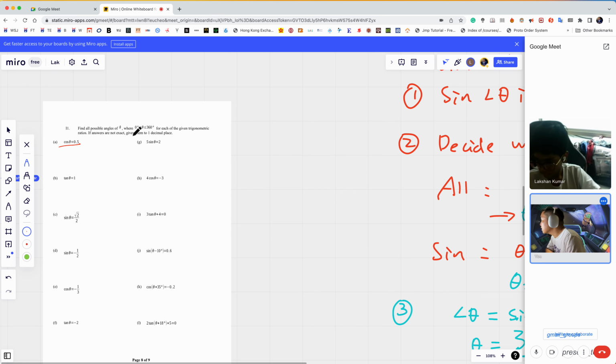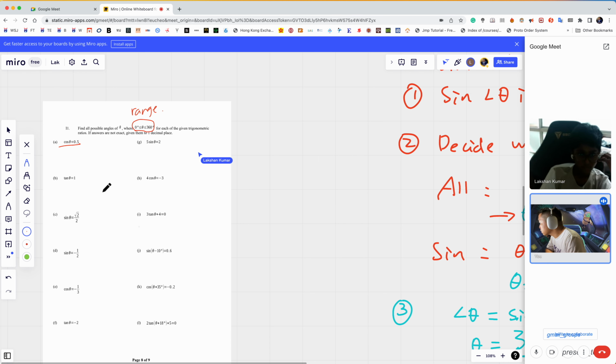Basically they give you the range. Can you see? So this is the range. For all the questions here, you just have to use this.